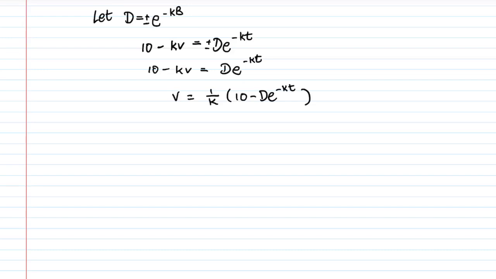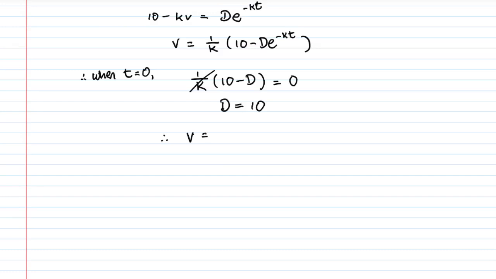So now is where we can let t equal 0, because that was what the question gave. So when time equals 0, 1 over k times 10 minus d, because e to the power of 0 would just be 1. So 10 minus d would now be equal to 0. 1 over k is a constant, so you can just get rid of it. So you just get d equals 10. So therefore, you can then write your answer, which is v equals 1 over k, a constant, times 10 minus 10 e to the power of minus kt, and that would be your answer solved. Okay, very simple part 2.